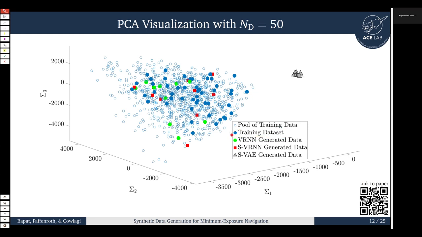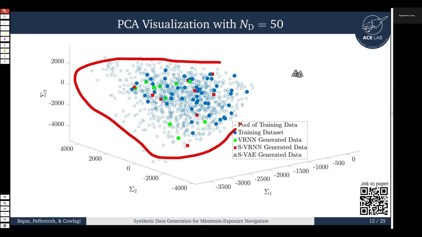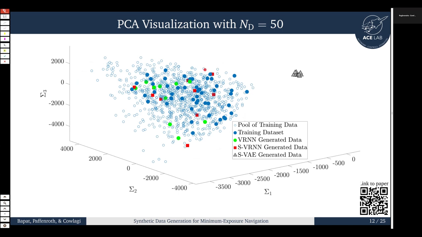The big green dots are the data-driven VRNN, the variational recurrent neural network that doesn't know the physics of the problem. The red squares are the proposed split variational recurrent neural network. And these triangles lying out here are the split variational autoencoder. So that's another different dynamics-informed architecture that we created just for the sake of comparison. And as this plot will show you, the SVAE is nowhere near the distribution of the training data. So what we're looking for is some sort of a match or similarity between these various kinds of points.